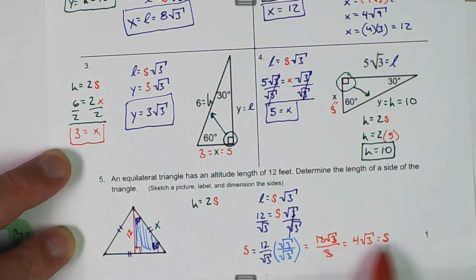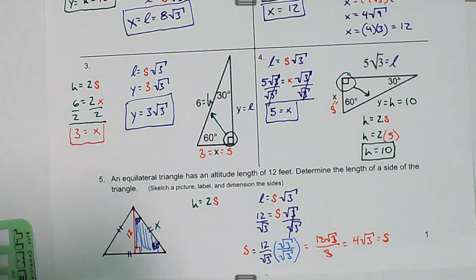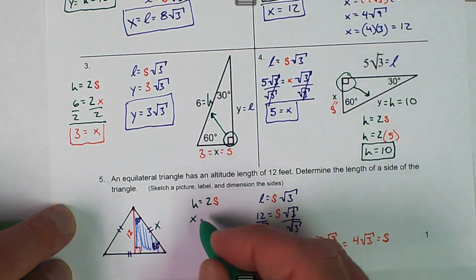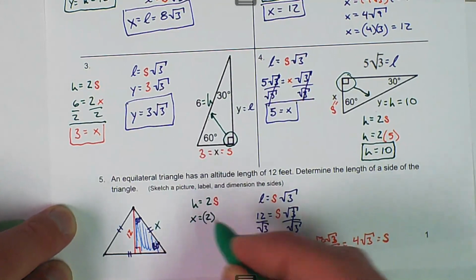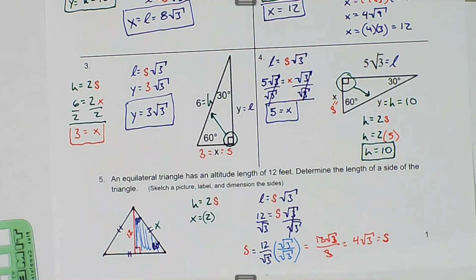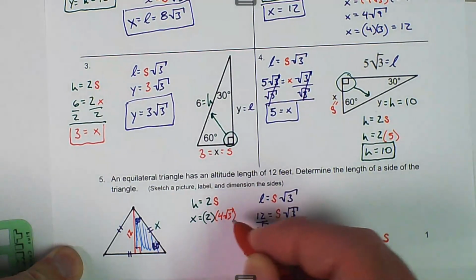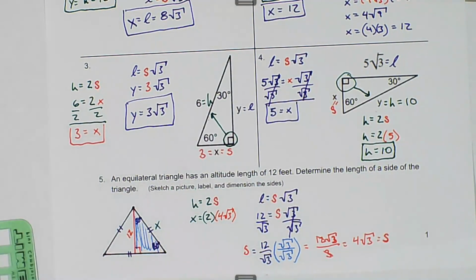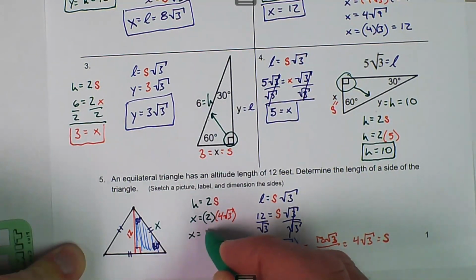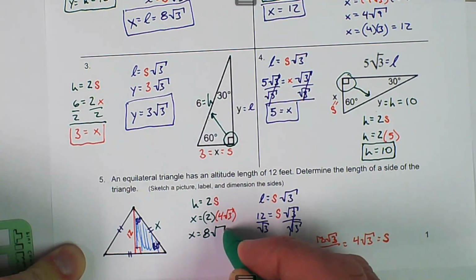Then, once we have our short side, we can substitute that back in and we can find out what our hypotenuse is. So x is equal to 2 times 4 square root of 3. And then we can just say 2 times 4 is going to give us 8. So x is equal to 8 times the square root of 3.